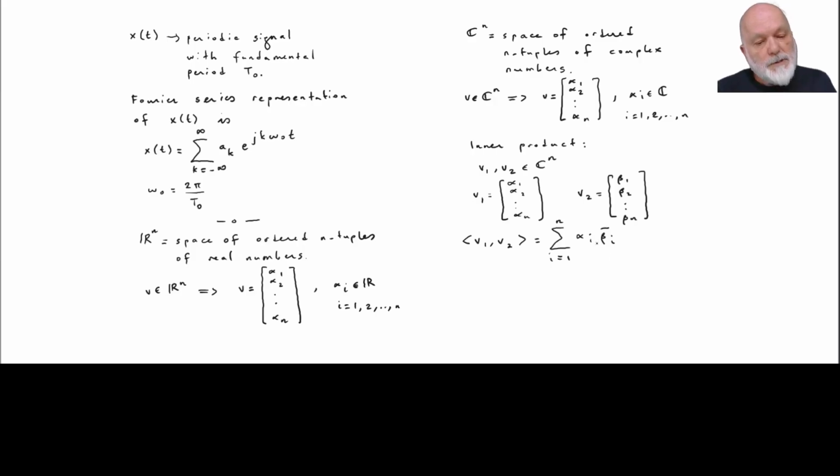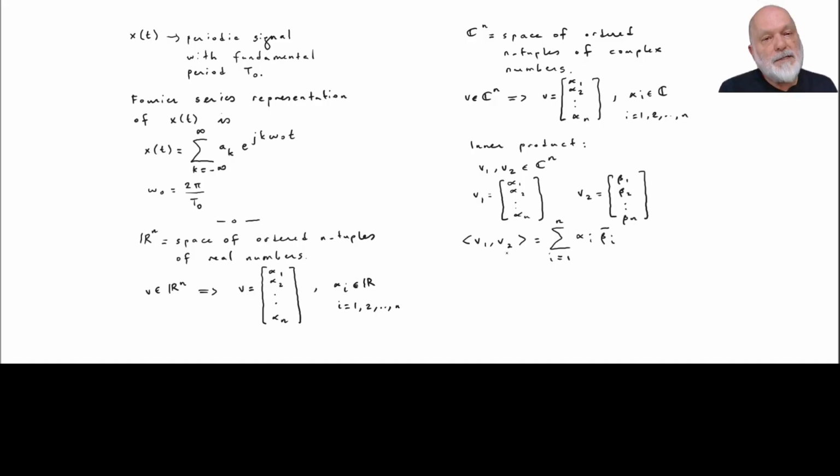As you see, there is a certain similarity between Cn and Rn. In Rn we have vectors with real entries, and therefore in the inner product we just multiply the entries and add them. However, for Cn, in the definition of the inner product, we have conjugation. We take the conjugates of the entries of the second vector, V2.